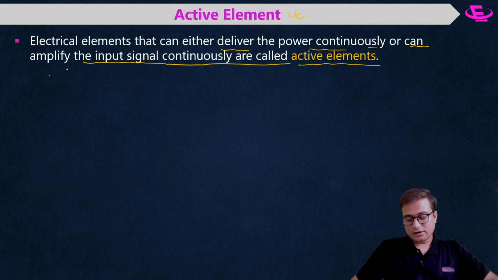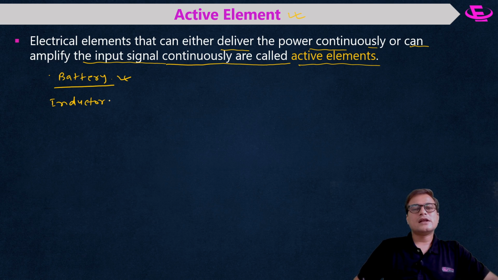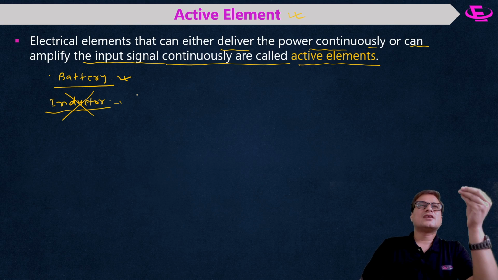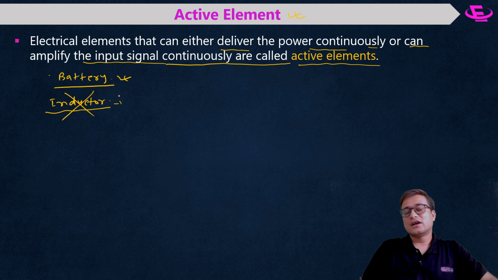For example, you have a battery. What do you know about battery? Battery can deliver the power continuously, so it is an active element. Now if you talk about inductor, somebody says inductor is an active element, but no, inductor is not an active element. Why? Because inductor cannot deliver the power continuously. It stores power and can deliver it for a few seconds. So that is not an active element.